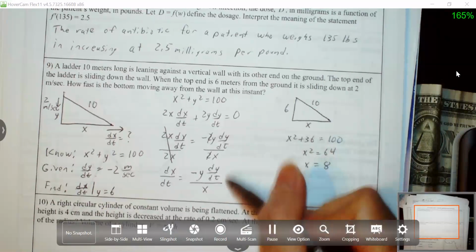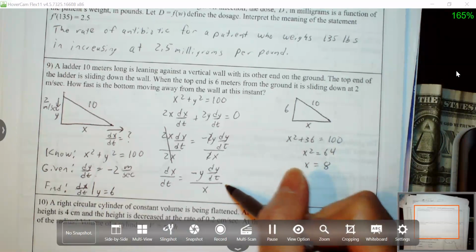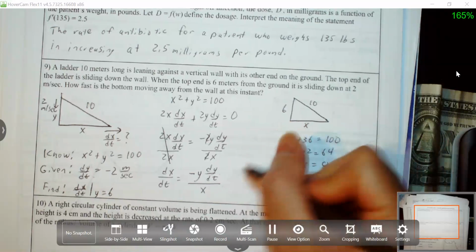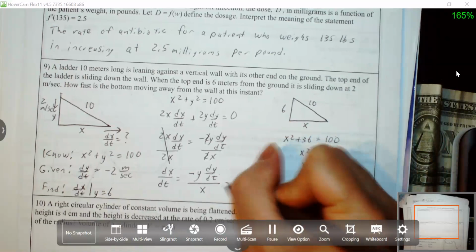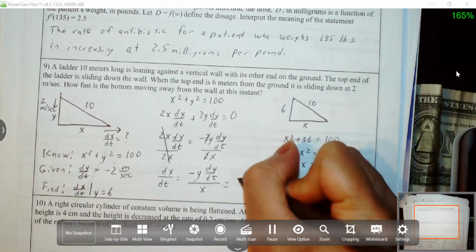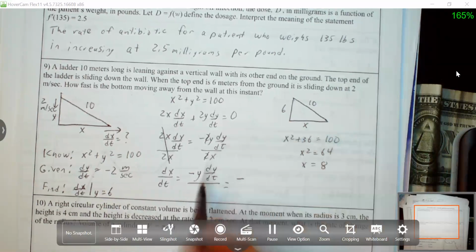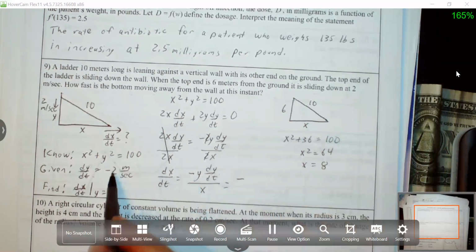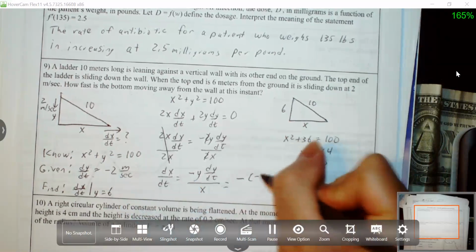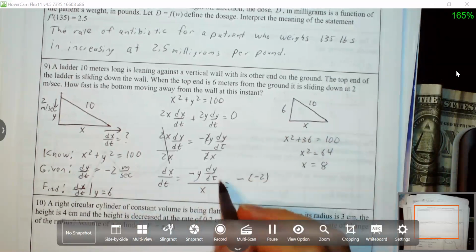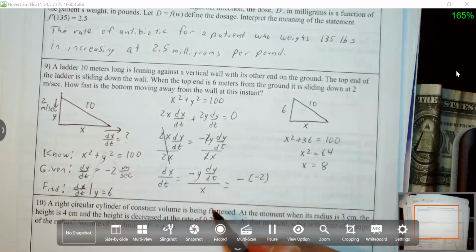So now I'm just going to go ahead and plug everything back here to figure out what dx/dt is. So this is going to be equal to negative, okay. So it's negative 2. Wait, sorry.